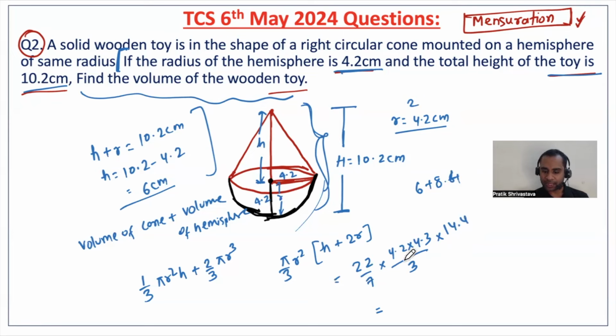Now if you solve, let us see what answer we are getting here. Because when an on-screen calculator is there, please don't use your mind in solving it. I'm using the calculator. I'm getting a wrong answer here. So this is pi r square by 3 into h plus 2r, right? So 22 into 4.2 into 4.2 into 14.4 equals, and then we need to divide it by 7 into 3, 21. So it is 112 centimeter cube.